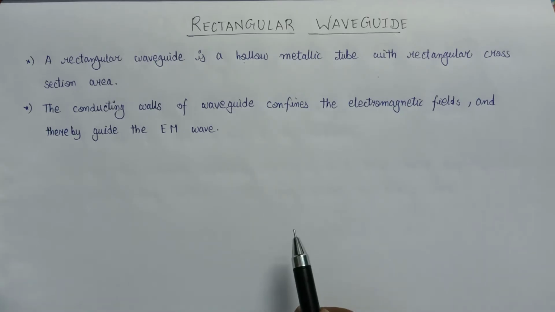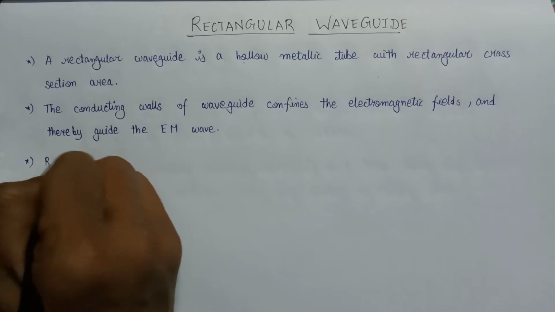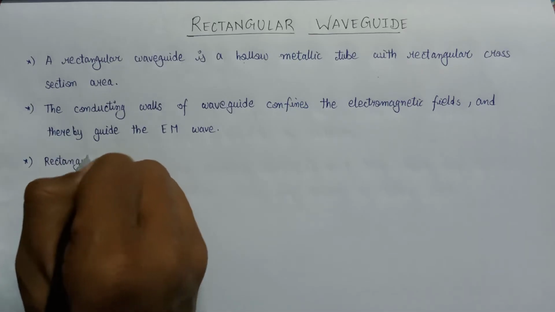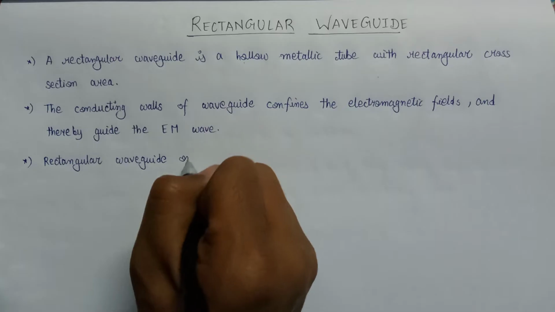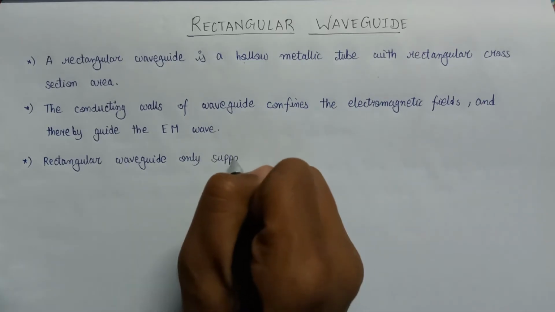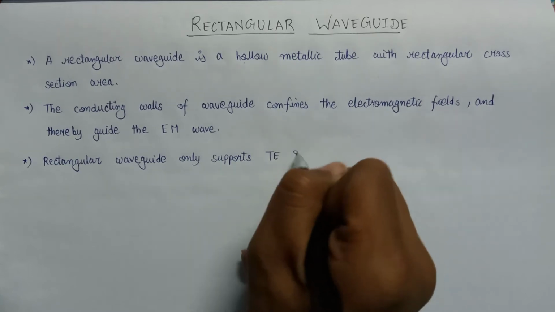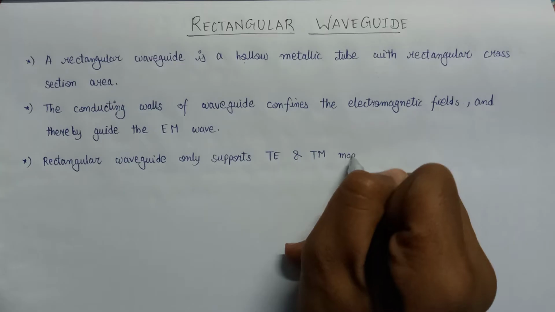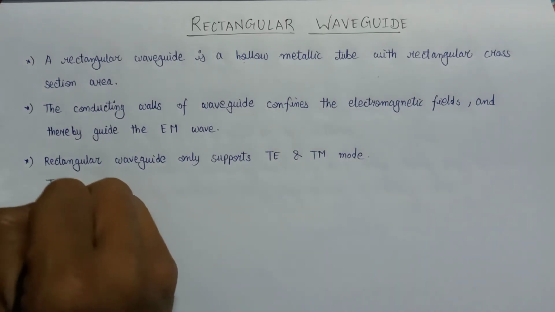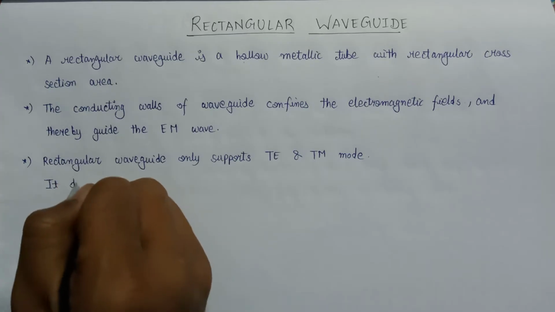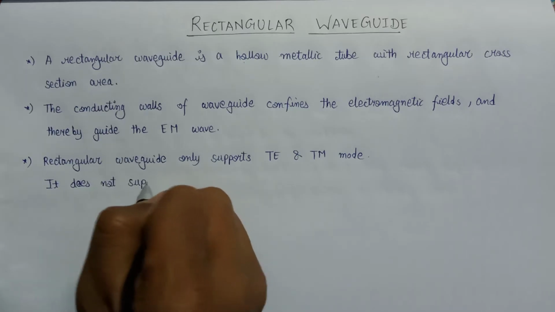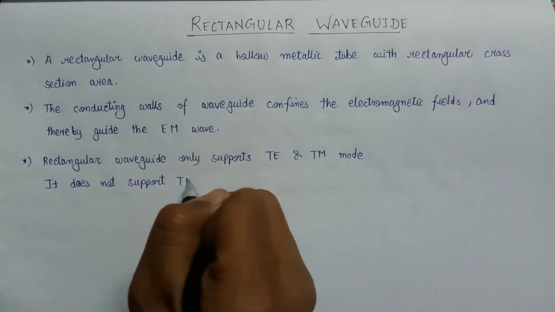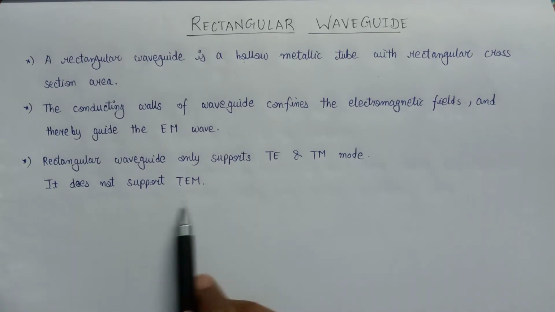And the rectangular waveguide supports two modes, that is TE mode and TM mode only. So the rectangular waveguide only supports TE mode and TM mode, but it does not support TEM mode. Why doesn't it support TEM mode?